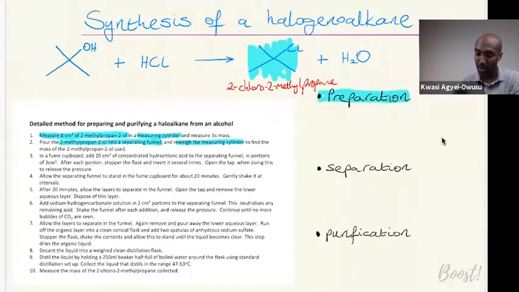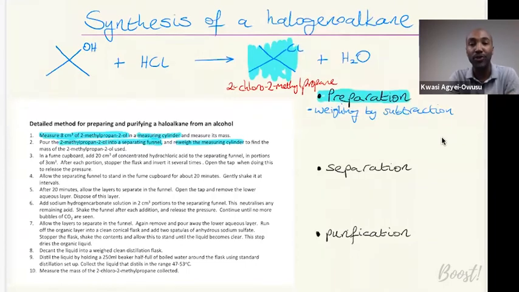Now, if we consider why you would want to weigh the mass of your reactant this way, what we are doing here is weighing it by subtraction. So what we're doing is measuring a volume of our reactant into a measuring cylinder, transferring that volume of our reactant into our separating funnel, which is where our reaction is going to take place in this instance, and then reweighing the now empty measuring cylinder.